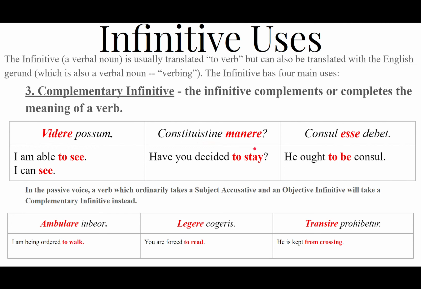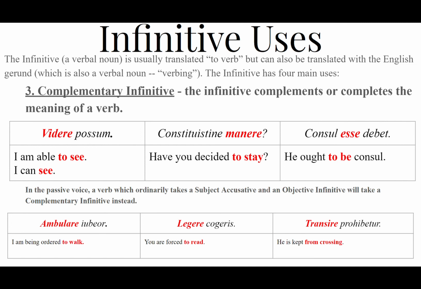Constituistine manere. Have you decided, constituo when it means to decide, have you decided to stay? Complementary infinitive, to stay, manere. Consul esse debet. He ought to be consul. He ought, debet. He ought to be. Esse, consul. The subject is he. We have a complementary infinitive in esse, and consul is a predicate nominative. It's a noun, consul. He ought to be the thing, where esse is a linking verb.